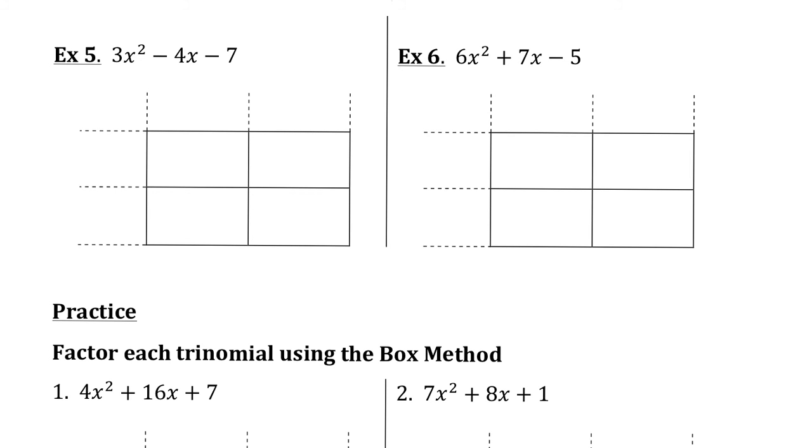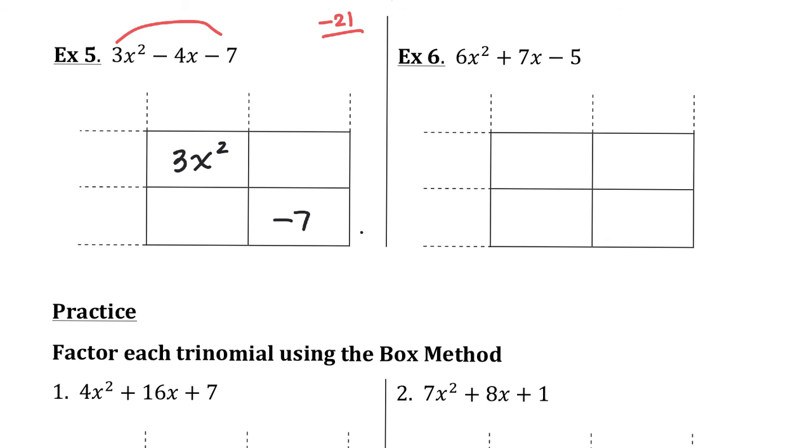Okay, last two, and I'm just changing the signs to make sure we've tried it each way. So I'm going to go ahead and put my first term and my last term. Okay, let me multiply a times c. 3 times I get negative 21. So I'm going to have a positive and a negative here, which means the two factors are going to subtract.